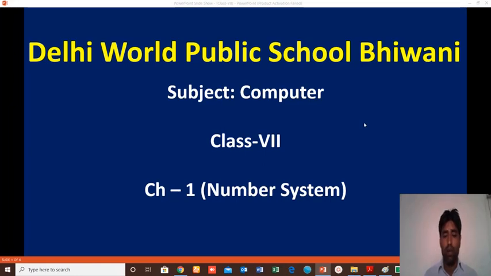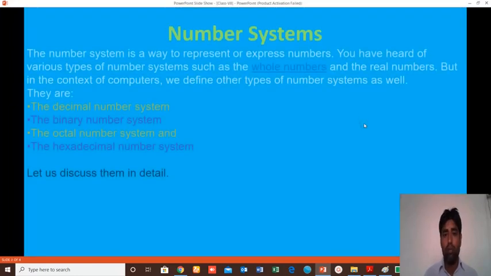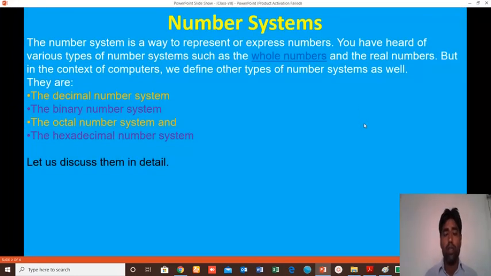Now the first chapter is our number system. So what is a number system? Actually, a number system is a way of representing and expressing a number, or it is a method of counting. You already heard about many number types in mathematics like whole numbers, real numbers, integers. They are all working around us.